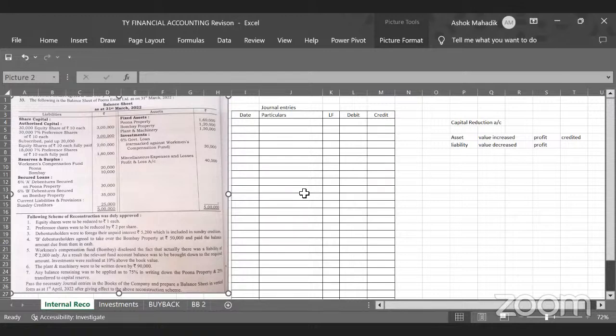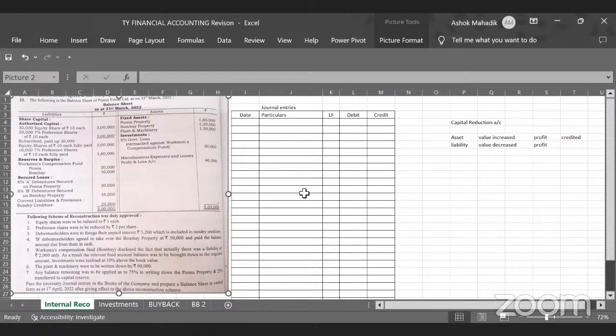Okay. Next, secured loans, 6% A debentures secured on Pune properties. Okay, and 6% B debentures secured on Bombay properties. Then we are given current liabilities and provisions. Under that, we have only one item, sundry creditors. Okay. On asset side, we have fixed assets, Pune property, Bombay property, plant and machinery. Investments are given. Okay, investment consists of investment in relation to the workmen compensation fund.